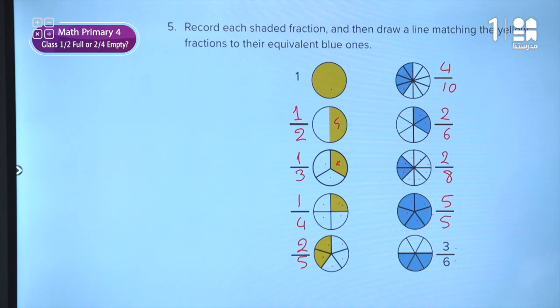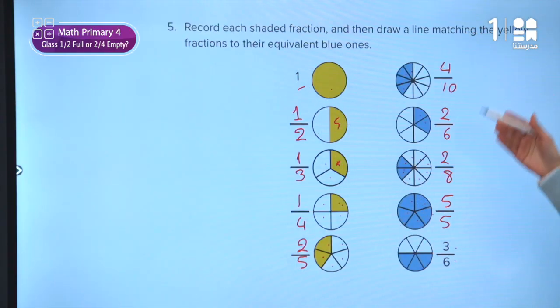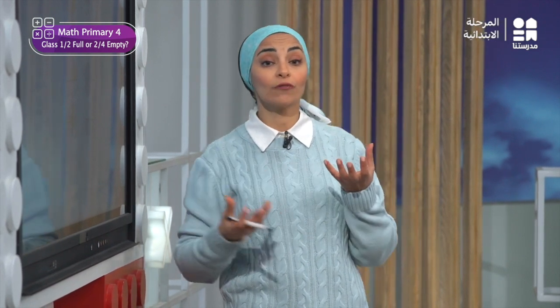Let's now match each model in the yellow column with its equivalent fraction, or equivalent model, in the blue one. Let's start with the first one. Which is the equivalent fraction of the whole one? Write the equivalent fraction. Now this will make us think whether the whole one has an equivalent fraction or not. Of course the 1 has an equivalent fraction.